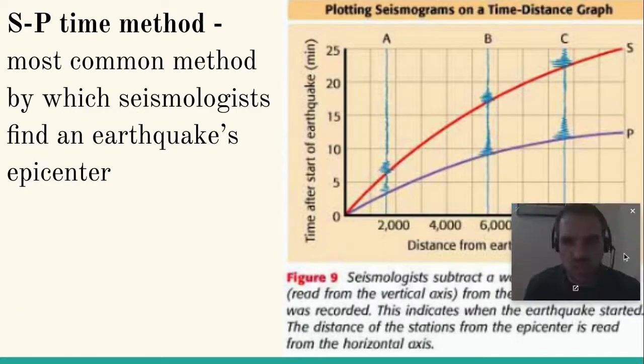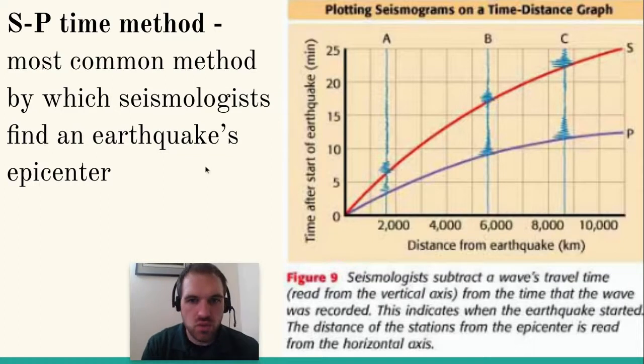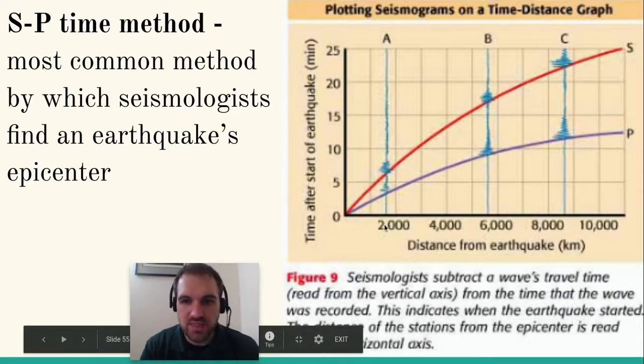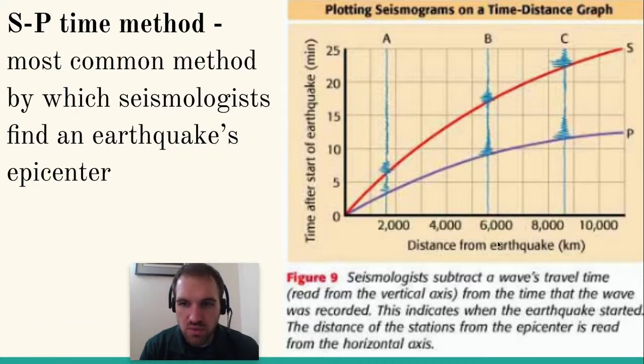So let's take a look at another way to do it. Right over here, now we have an x-axis. The x-axis is the distance from the earthquake. So if the earthquake happens over here, this A1 right over here is a little bit less than 2,000 kilometers away. This one is almost 6,000 kilometers away, and so on. Over here, this is the time after the start of the earthquake. So 5 minutes after, 10 minutes after, 15 minutes after.